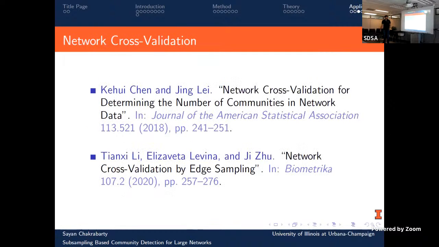So there are 2 network cross validation methods for model selection in the literature. I'll just do a quick review of those. The first one is network cross validation, I'll call this NCV, and this is very specific to determining the number of communities in network data. And the second one is more recent work, network cross validation by edge sampling, and this is applicable to a wider class of problems.